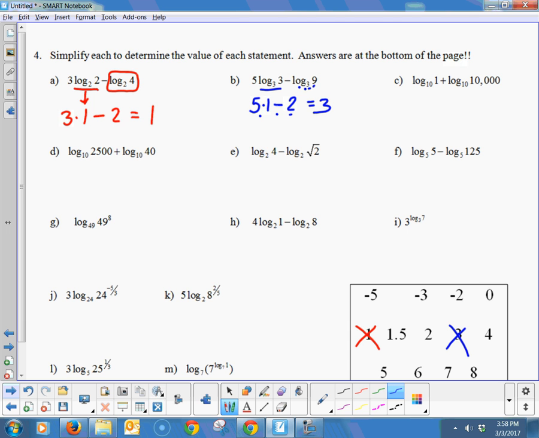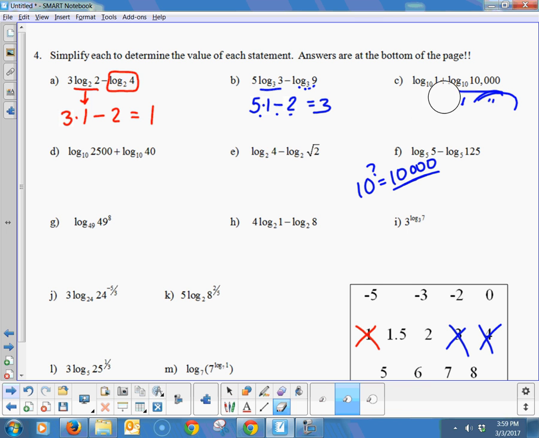Log base 10 of 1. 10 to what power is 1? Well, 10 to the 0 is 1. That's the only way we get 1 there. So this whole thing is 0. Plus, this guy here says 10 to what power is 10,000? Well, let's see. 10 to the second is 100, so that's 2. 10 to the third is 1,000. 10 to the fourth, so 0 plus 4. See how easy this is? My answer is 4.